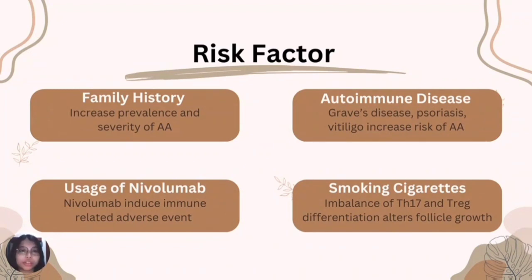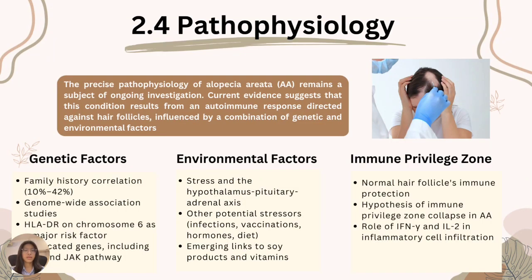And the last one is smoking cigarettes. Smoking cigarettes causes an imbalance of T helper 17 and T regulator differentiation, which alters the hair follicle growth and causes alopecia. Next, I will explain about the pathophysiology, but before that, let me introduce myself.